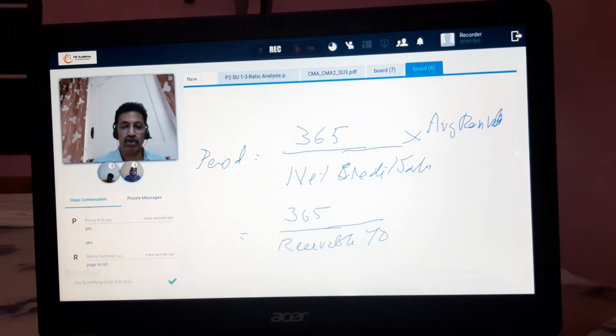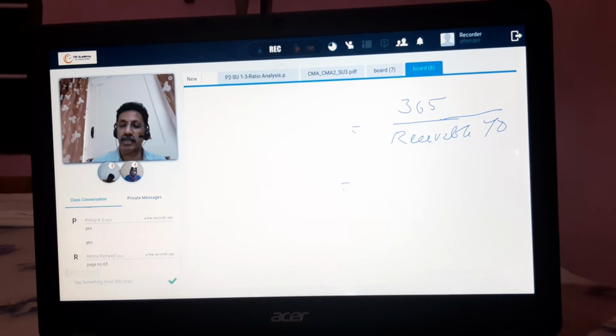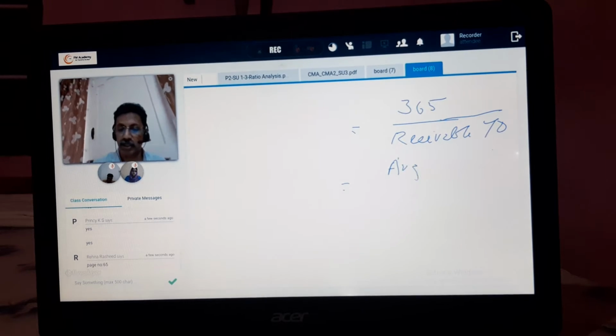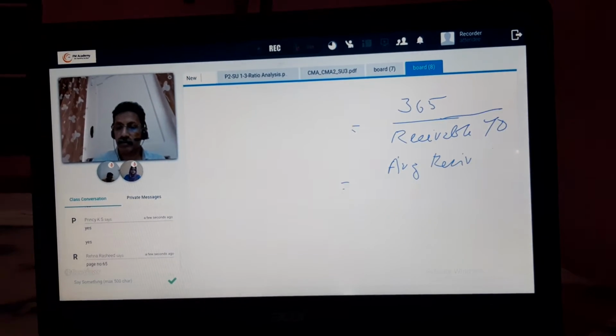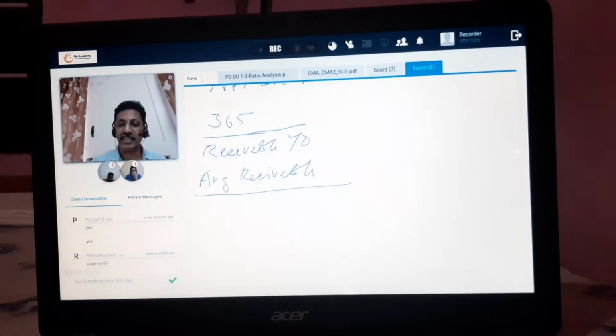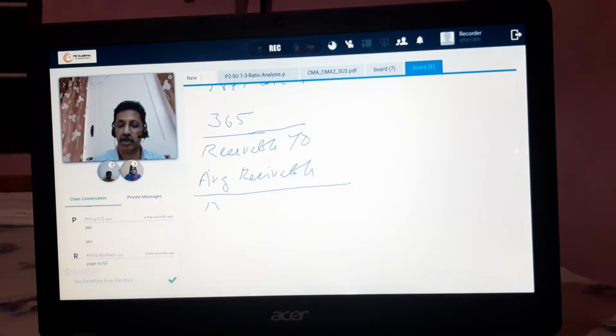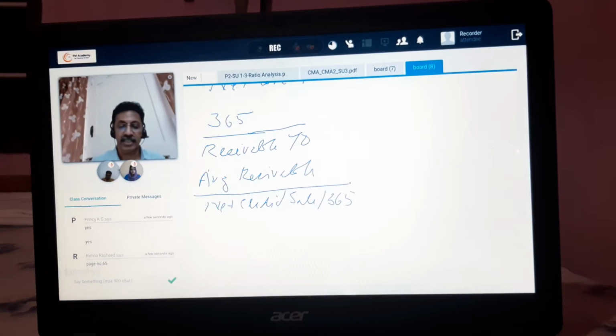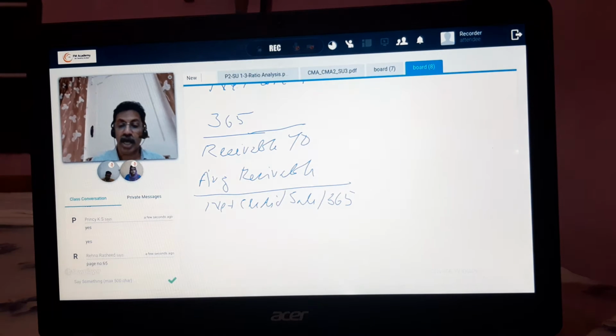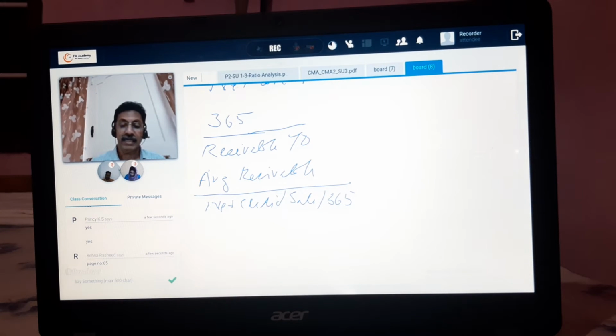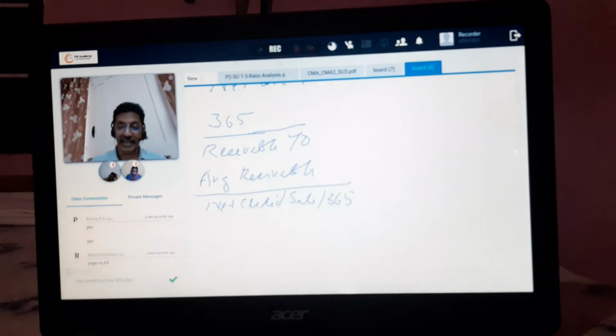This is one useful format. Another useful format would be, you can retain this average receivable in the numerator and take this 365 to the denominator. So when you take this 365 to the denominator, what do you have? Net credit sales divided by 365. What is that? This is average daily sales. So average receivables divided by daily sales, daily credit sales.